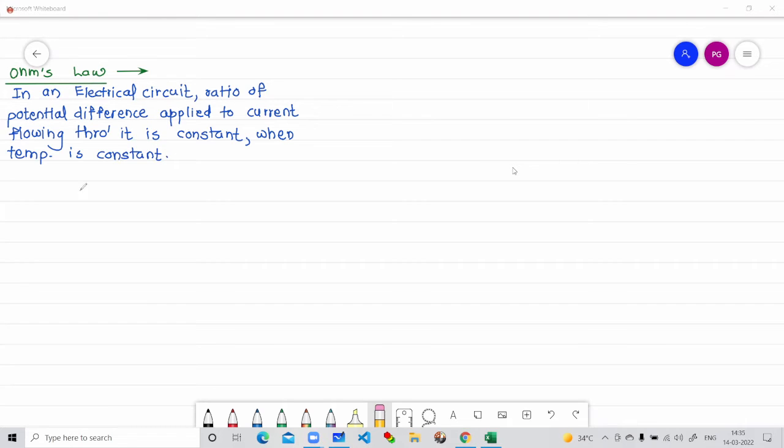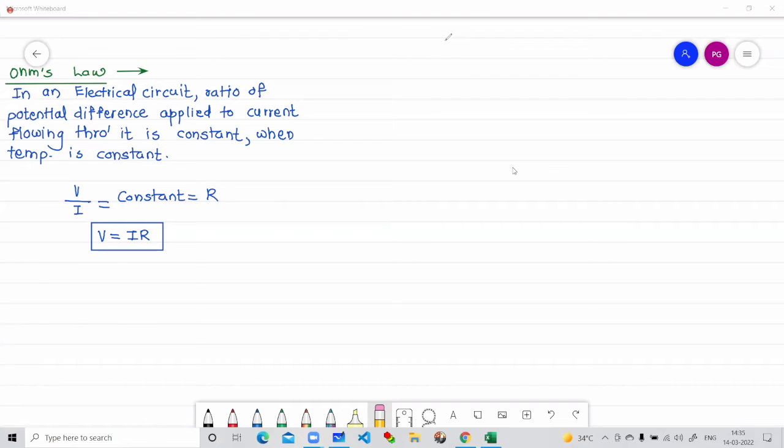So you can say V by I is constant, and that constant depends upon whatever is the resistance that is applied. Then while writing the statement, definitely you can write this in the form of an equation, Ohm's law, whenever it will be asked to you. It might be a 1 or 2 marks question.